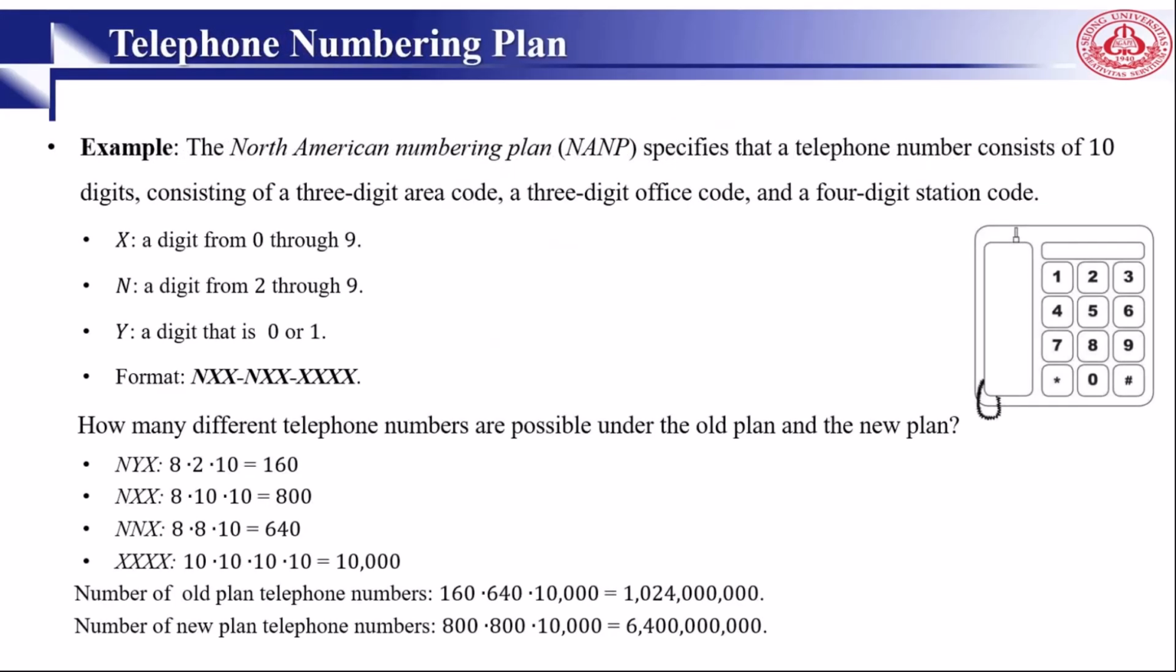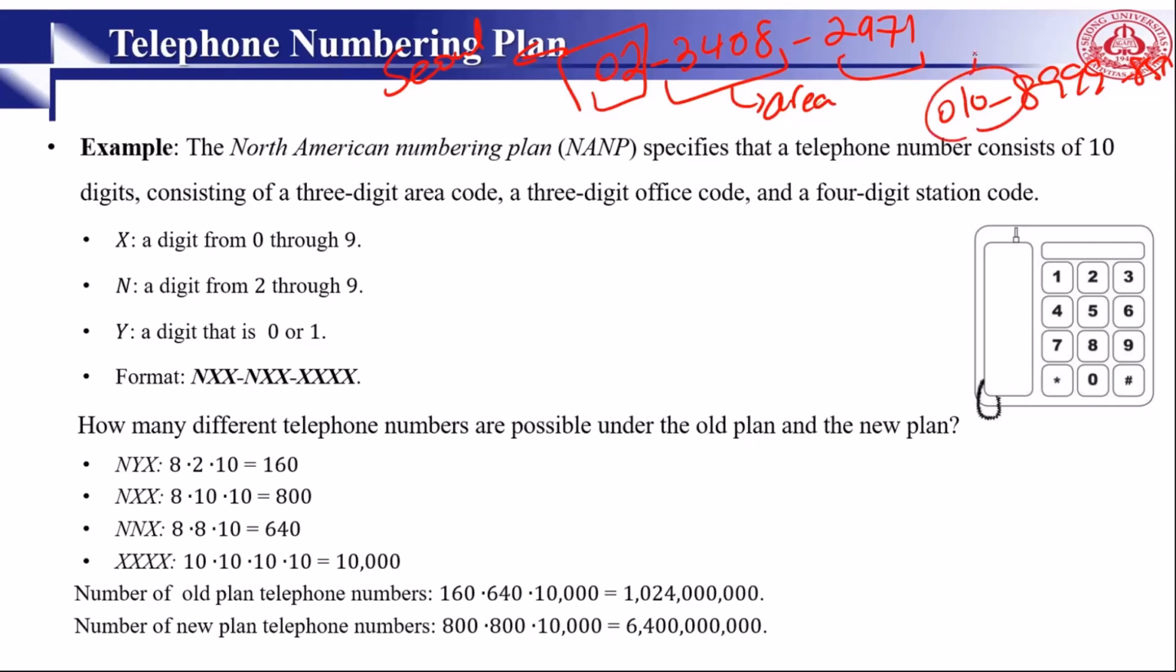Here is one example. You know that telephone numbers follow some format. In Korea, for example, we have 02, for example, 3408 2971. This 02 means Seoul city. This may be the area, and this is the phone number, right? Or for mobile phones, we have 010 8999 8586. Maybe this is just the mobile number, this maybe is for SKT, this is like the area, and this. So here is the format of telephone numbers.